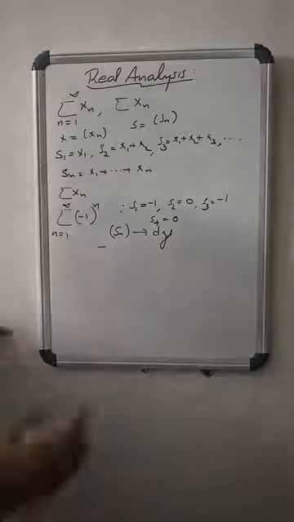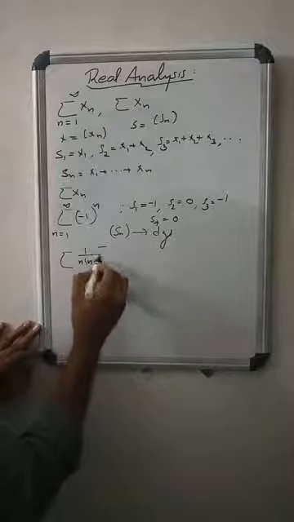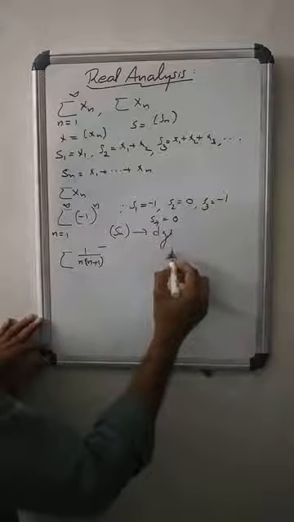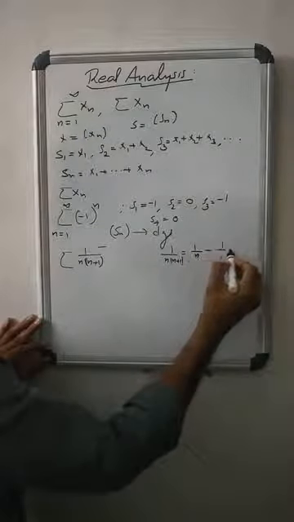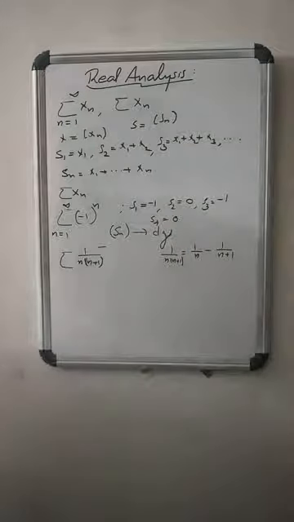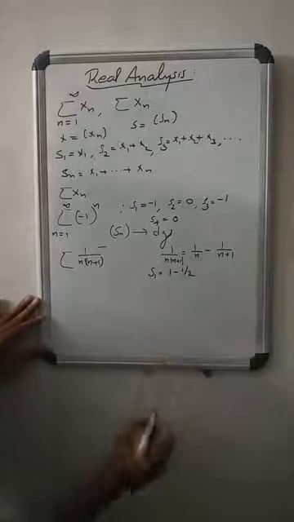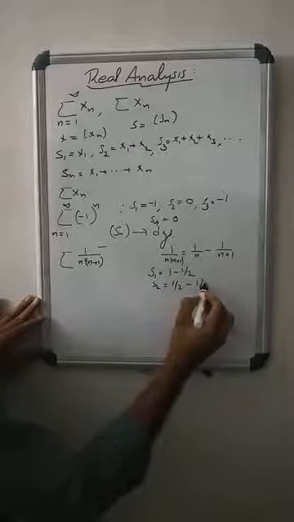Consider another one. Consider sigma 1 by n into n plus 1. What is 1 by n into n plus 1? It means 1 by n minus 1 by n plus 1, since n plus 1 minus n by n into n plus 1 gives 1 by n minus 1 by n plus 1. So, what is S1? S1 means 1 minus 1 by 2. What is S2? S2 means 1 by 2 minus 1 by 3.